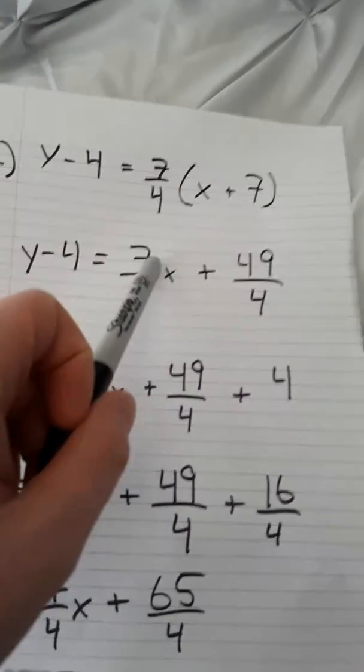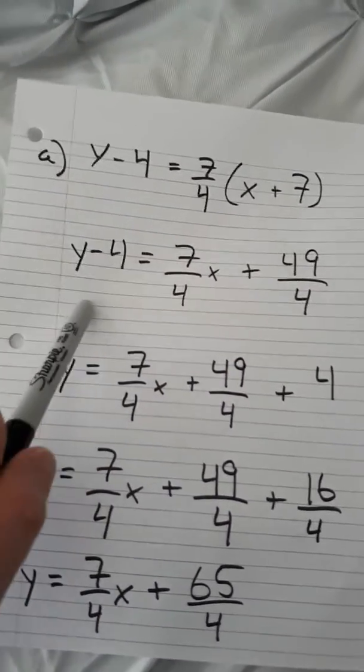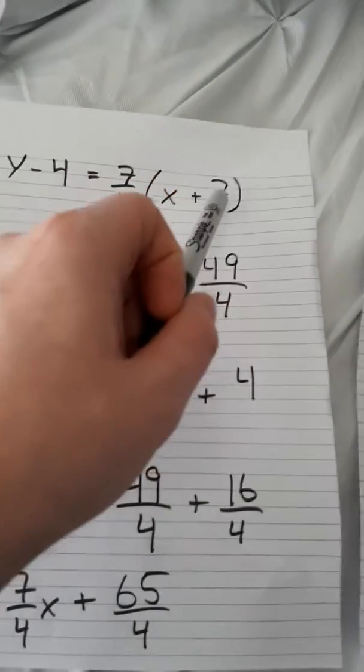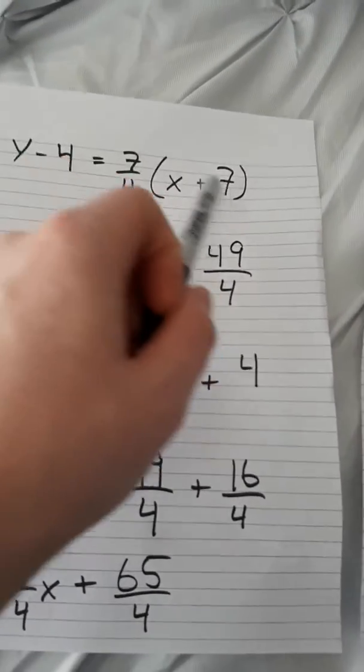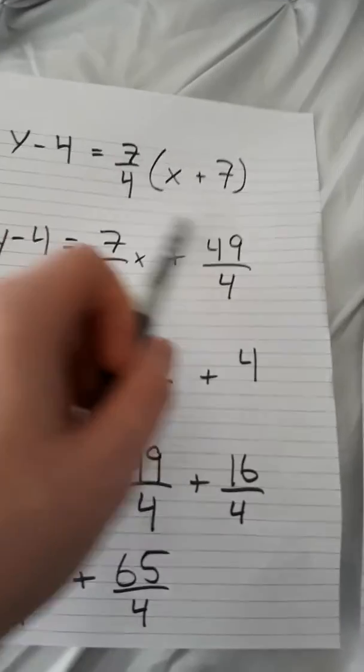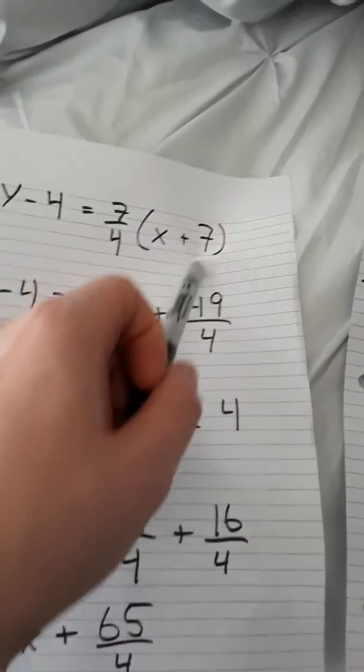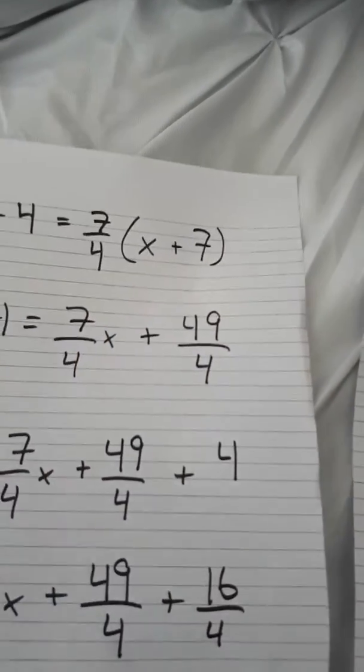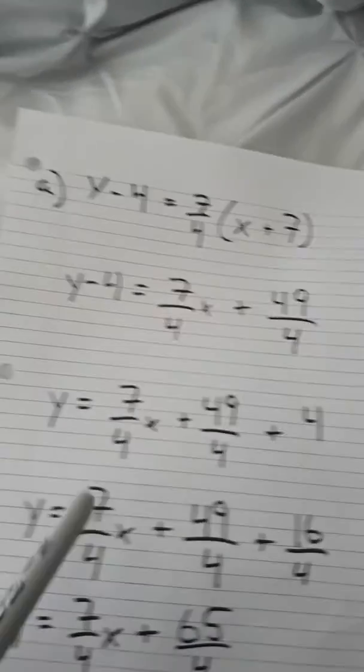So the first term is going to be 7 over 4x. I'm just copying down this y minus 4 again. And then over here, we multiply the denominator. So 7 times 7 is 49 over 4. You could think of this as a fraction too, call it 7 over 1. That's fine as well. But we get 49 over 4.